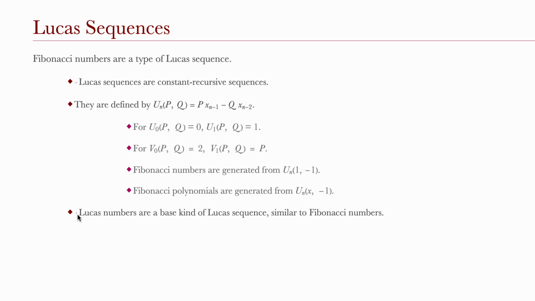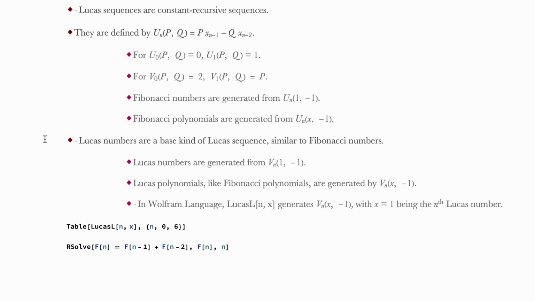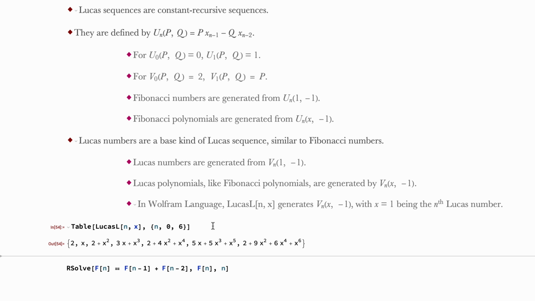Along with that, we have Lucas numbers, which are kind of a base kind of Lucas sequence similar to the Fibonacci numbers. The Lucas numbers themselves are generated from v sub n of 1 comma negative 1. Similarly to Fibonacci polynomials, Lucas polynomials are generated by v sub n of x comma negative 1. In the Wolfram language, Lucas L of n comma x generates v sub n of x comma negative 1, with x equals 1 being the nth Lucas number. We can write this out in a nice little table of the first 6 Lucas polynomials.